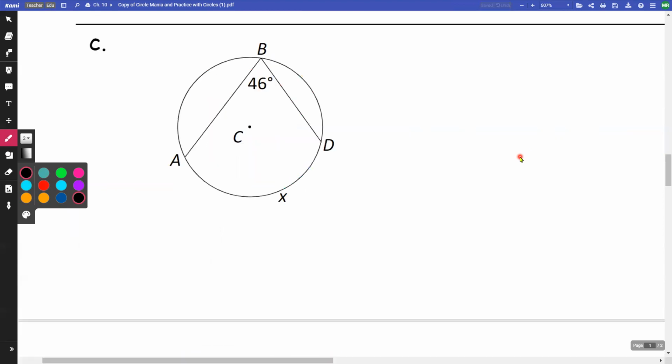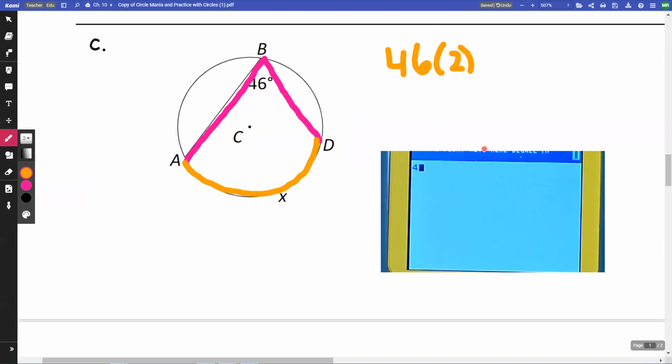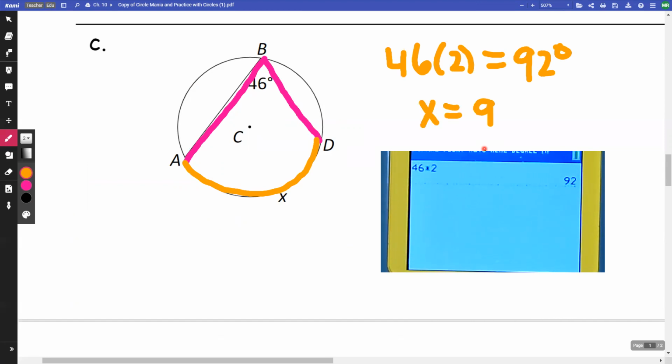On C, we have this inscribed angle that's 46 degrees that forms this arc. So I'm going to take 46 and times it by 2. And 46 times 2 is 92 degrees. So X is going to equal 92 degrees.